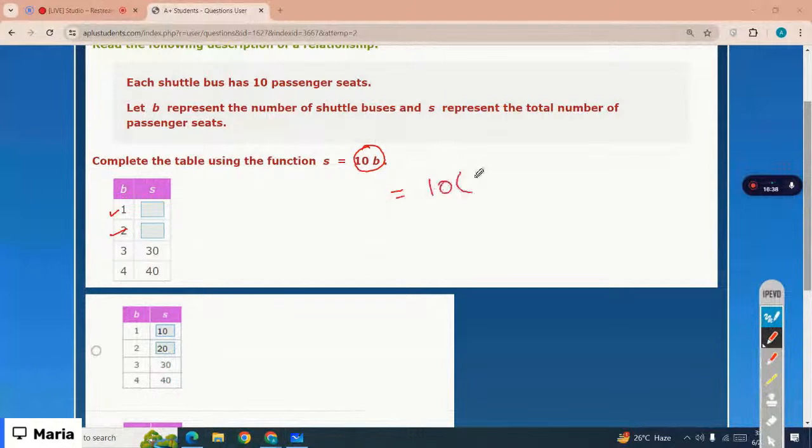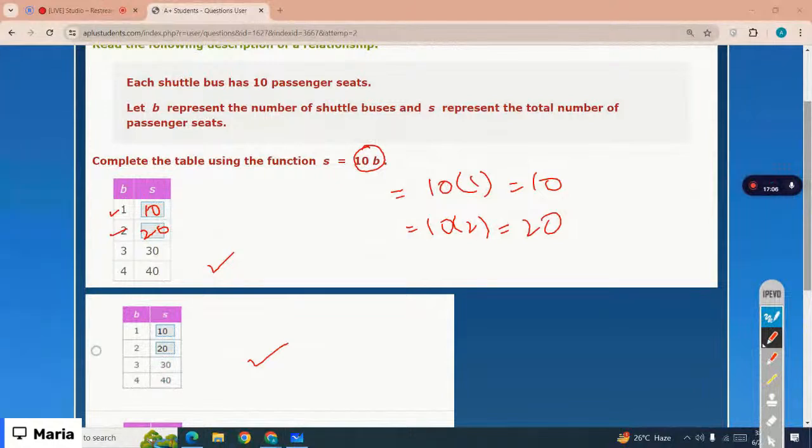First, replace B with 1. So 10 times 1 is 10. That means when B equals 1, S equals 10. Got it? Now, when B equals 2, replace the B by 2, so 10 times 2 is 20. So when B equals 1, S equals 10. When B equals 2, S equals 20. So the correct option is option number 1. You can see the tables now.